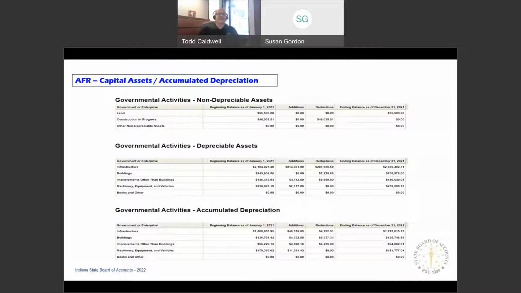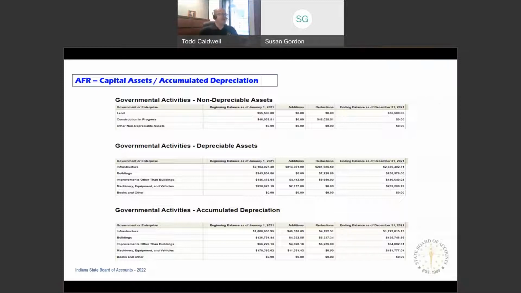In the top two sections are for your capital assets, and the bottom section is the accumulated depreciation. And we've talked before about assets that don't depreciate and assets that do. So that top section says governmental activities, non-depreciable assets. And there's land of $55,500 and construction in progress. And not everybody has that, and this one happened to, so that's why I picked it, because I wanted you to see what it looked like.